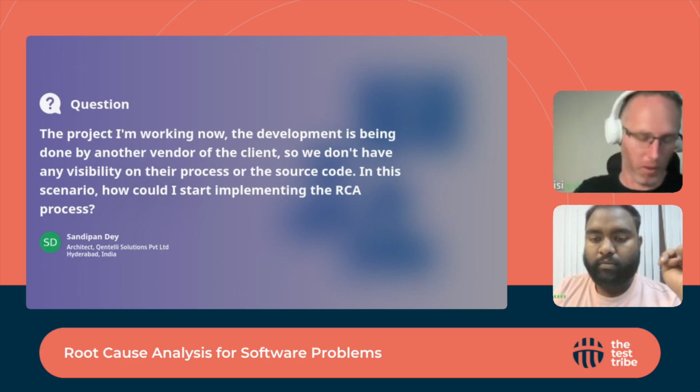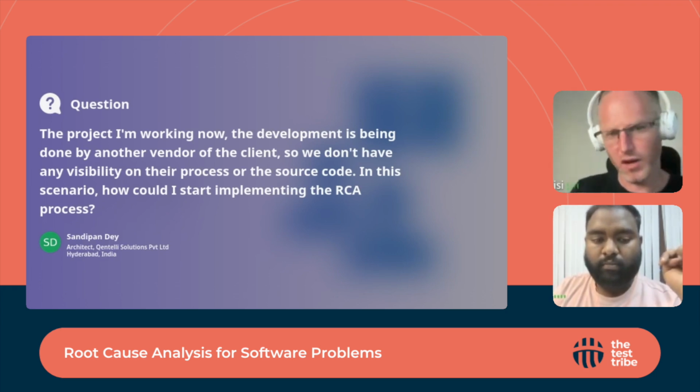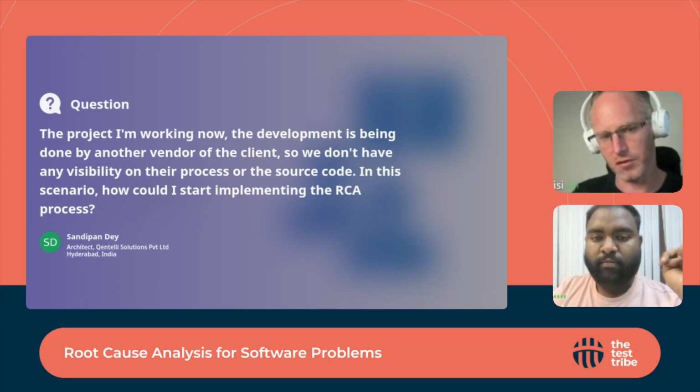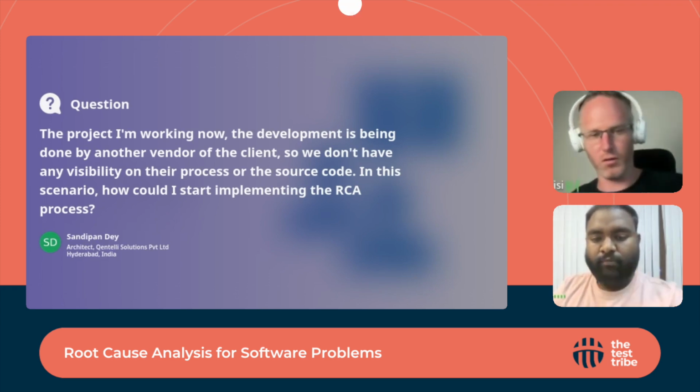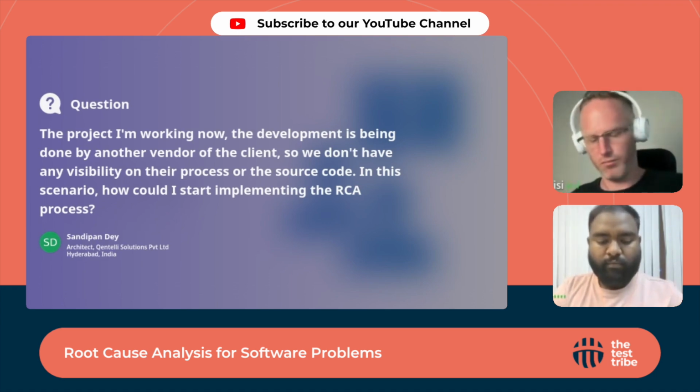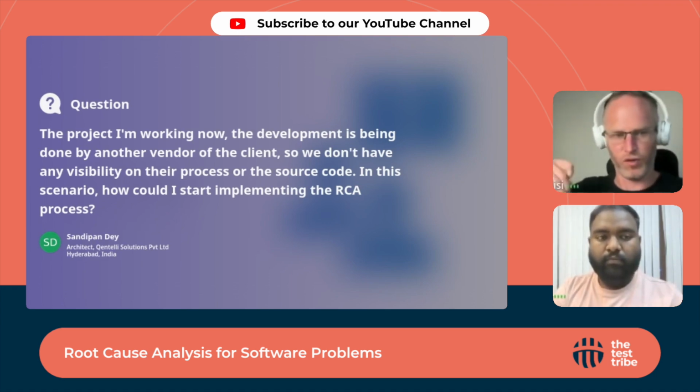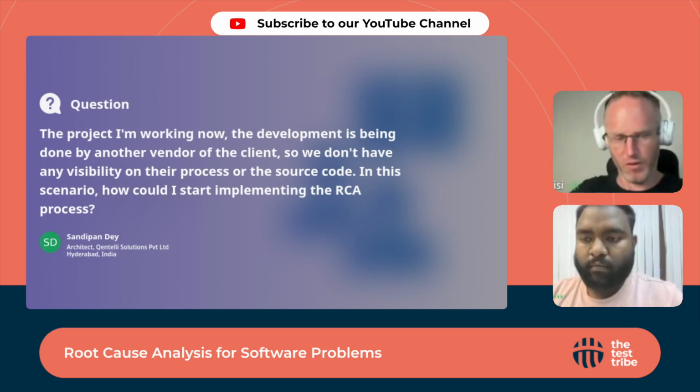Good question. I think this is a very common thing in a lot of organizations. We don't need to have access to the code to be able to start implementing RCA. It does mean that we obviously sometimes can't play that role, but we need to put it there anyway. So even if you've got a vendor who's producing the code, you have every right to ask them what went wrong, what happened, and to be able to sign.